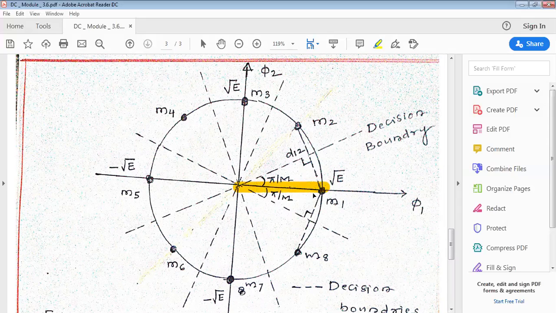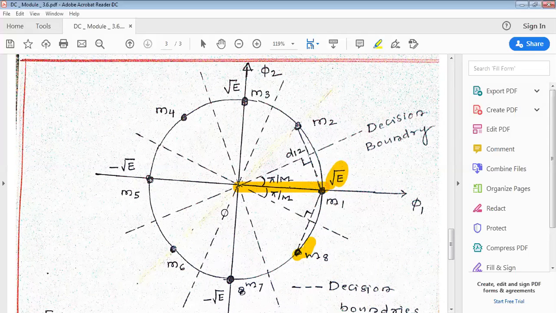So this value is what? Square root of E here, and the circle is centered at the origin, right? Here are the 8 message points. You can observe from M1 to M8, there are 8 message points, and all message points are located equidistant on the periphery of this circle, right? And the radius of each message vector from the origin is given by square root of E.